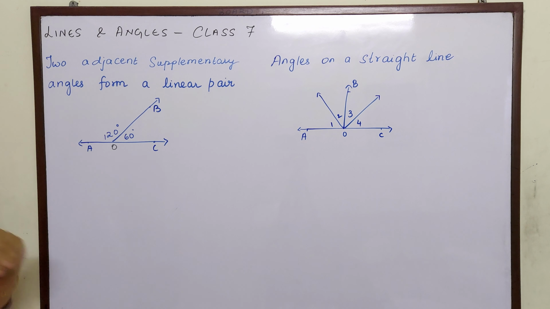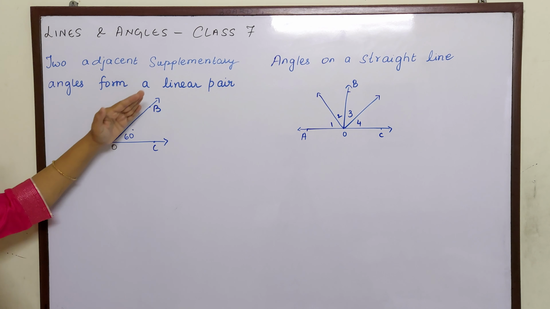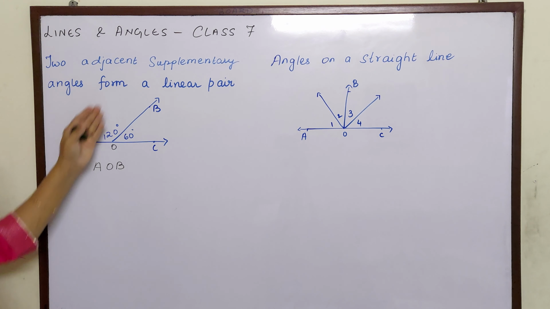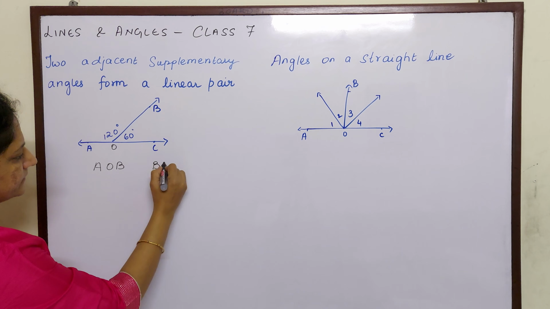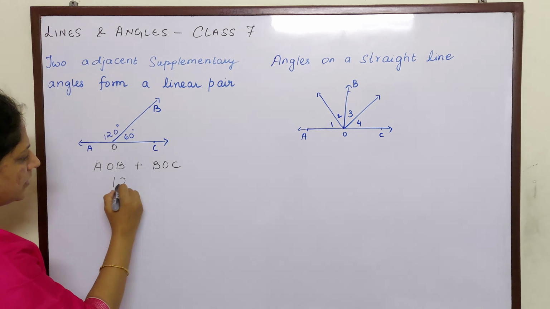Now we know these are adjacent angles because we have already learned that if you have a common vertex and a common arm, one angle is lying to the left and one angle is lying to the right, then they are adjacent angles. Now to the left of OB is AOB and to the right of OB is BOC. So they are adjacent angles, but when we add them, they form 120 plus 60, 180.